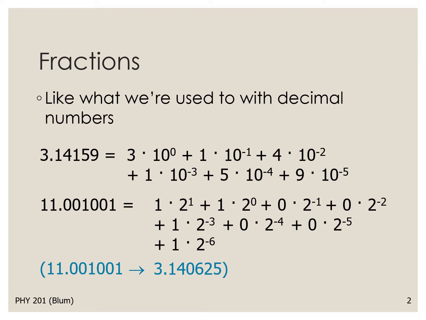So in binary, when we were on the whole number side, we were talking about positive powers of 2, the ones place, the twos place, the fours place. And when we are on the fractional side, we're talking about negative powers of 2, the halves place, the quarters place, the eighths place, the sixteenths place, and so on.